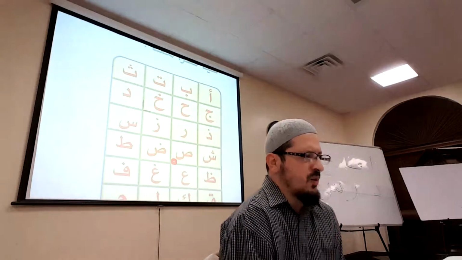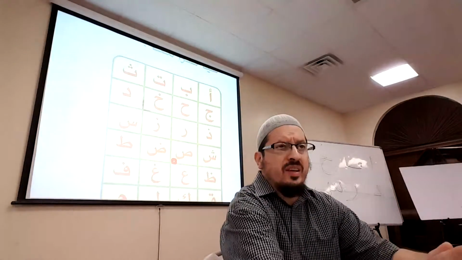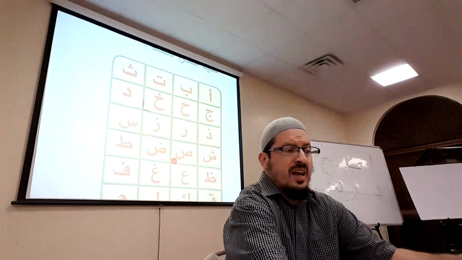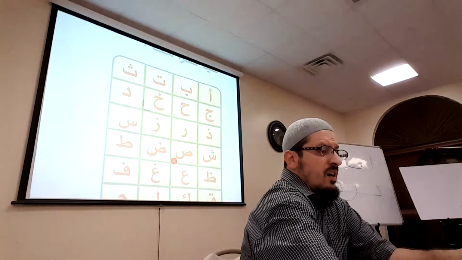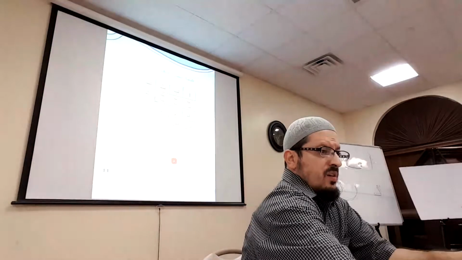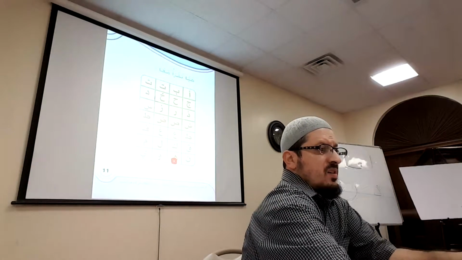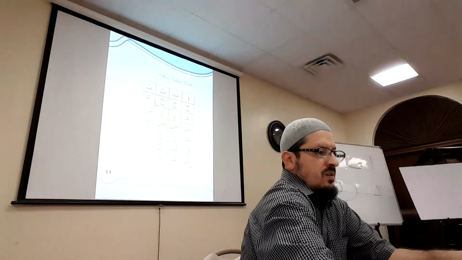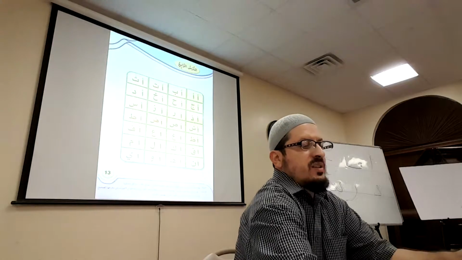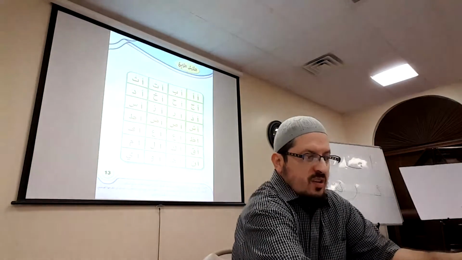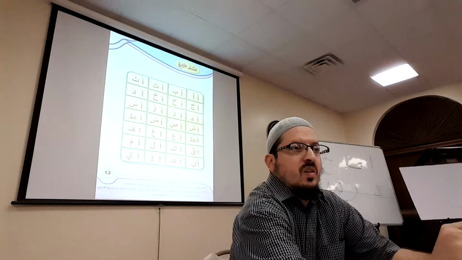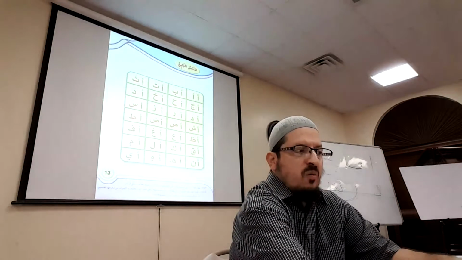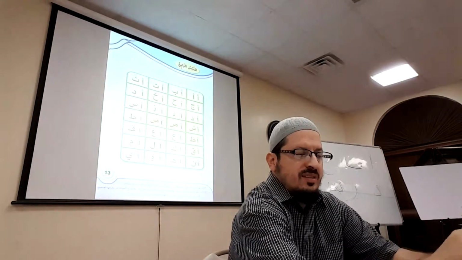Okay? So now, these are the names of the letters. What we're learning is the names of the letters. The next thing that we will do is on, let me just quickly show you the next page, which is page 14. This page will help you learn the sound of the letter. That one will help you practice how to learn the sound of the letter.